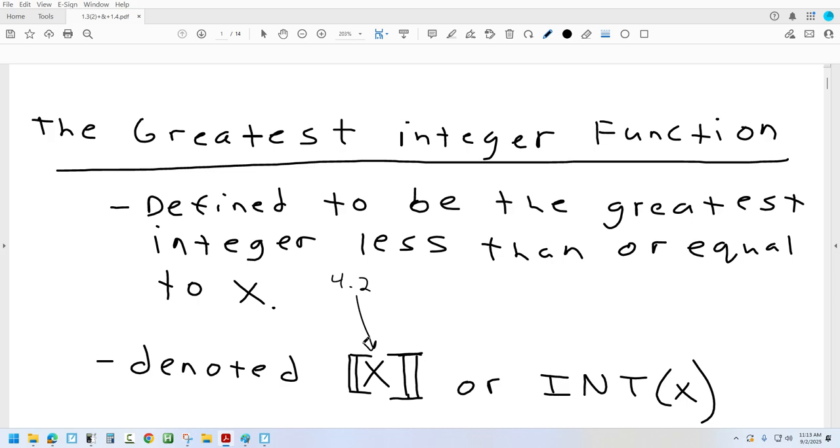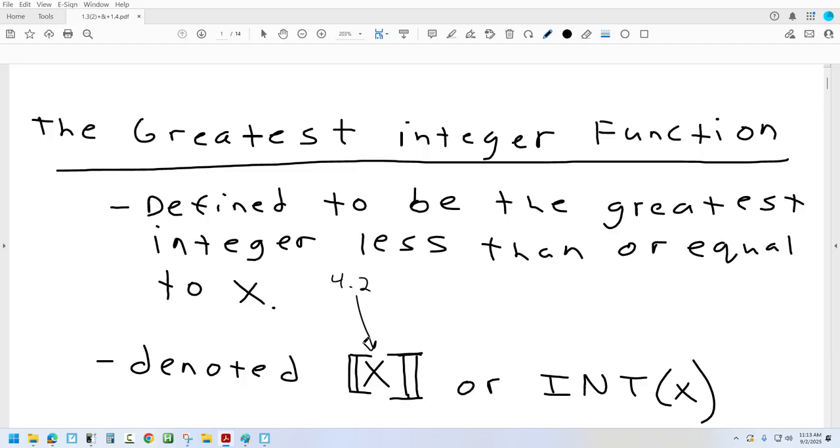5. Is 5 less than 4.5? It's got to be less than or equal to whatever you plug in. 4. How about 4.7? 4. How about 4.9? Still 4. 4.999, still 4. What if I plug in 5? Now I get 5. So all of a sudden it jumps.